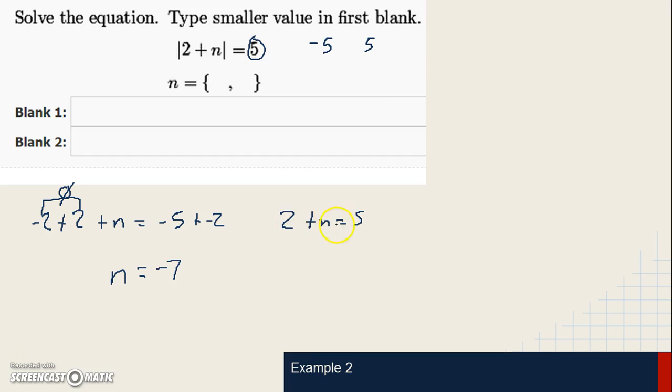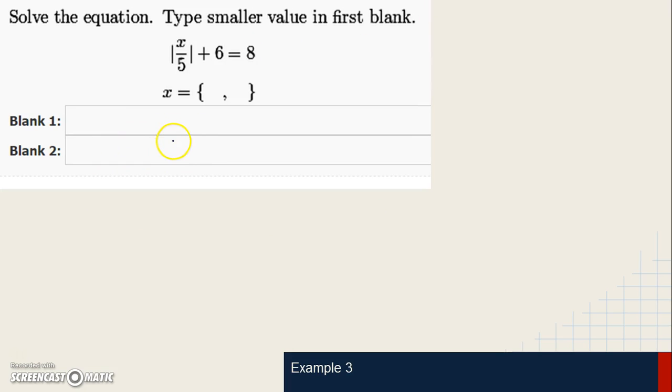And I'm going to do the same exact thing to isolate n, which is add the opposite of a 2, which is a negative 2. Those simplify to 0. And add the opposite here. I'm going to simplify it to subtraction. 5 minus 2, n equals 3. So which one goes first? Well, negative 7 is smaller than 3, so I'm going to type in negative 7 and 3.